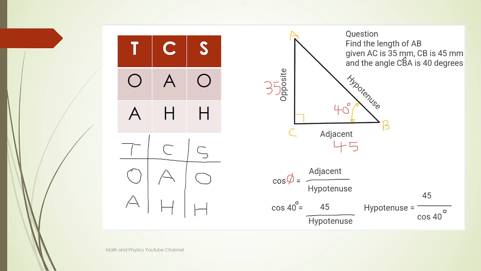So you can use a regular calculator if you don't have a scientific calculator, but you would need a log book, right? That would tell you what cos 40 is, and you would get that same answer that I showed you in the slide that showed the calculator.